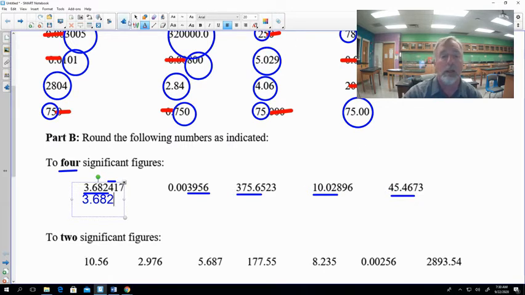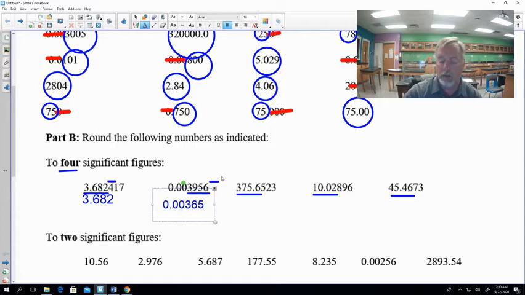Okay. Let's go over here and look at our next one. Here we don't have any digits past it. There's no digit over here that tells us how to round it. So this one's pretty easy. We just write down the same number again.